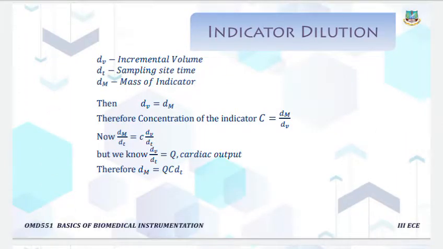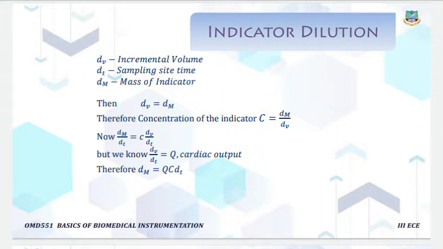Here dV is the incremental volume, dt is the sampling time, dm is the mass of the indicator, then dV is equal to dm. Therefore the concentration of the indicator C is equal to dm by dV. What is dm? Mass of the indicator, and dV is the incremental volume. So now dm by dt is equal to C into dV by dt. We know dV by dt is equal to Q, that is the cardiac output.